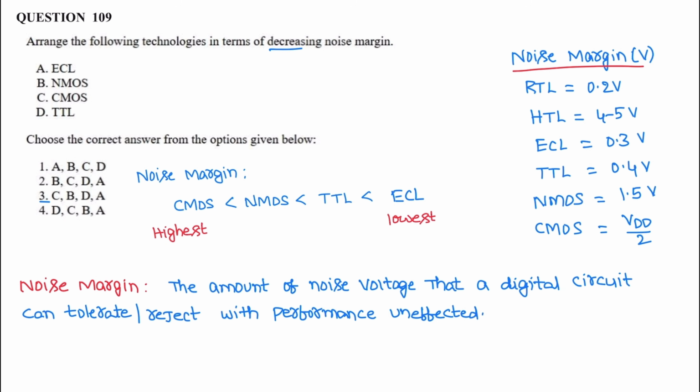Here noise margin is highest for CMOS and lowest for ECL. So CMOS is C and ECL is A. The correct answer is option 3. Noise margin of CMOS greater than NMOS greater than TTL greater than ECL.